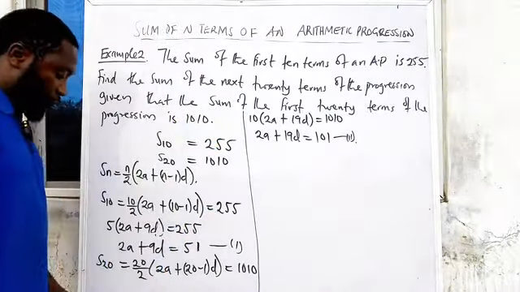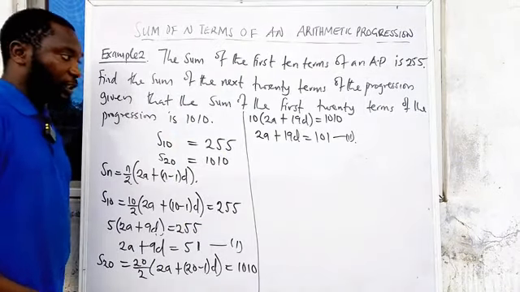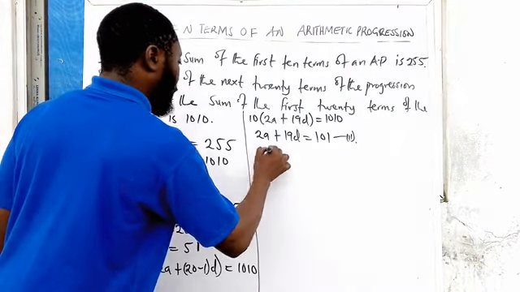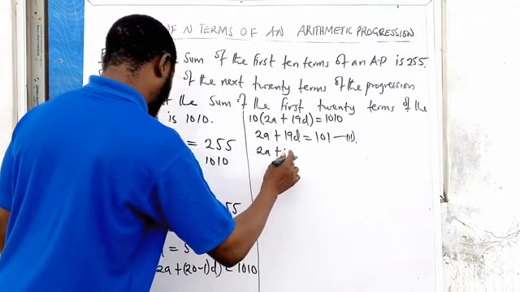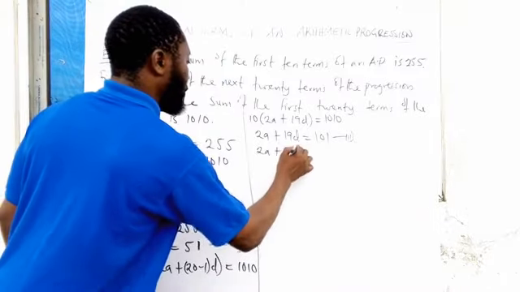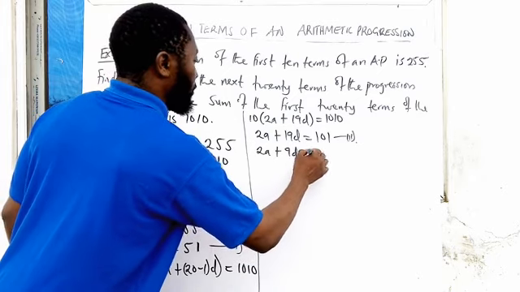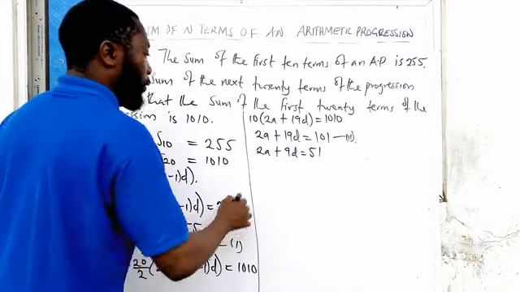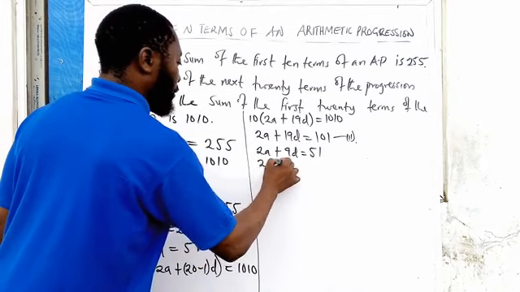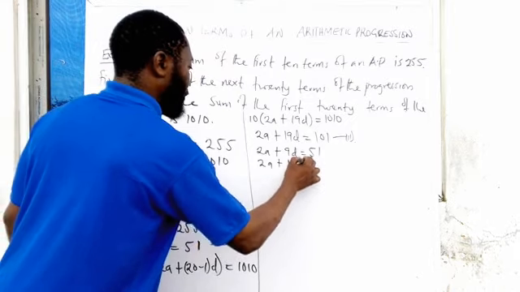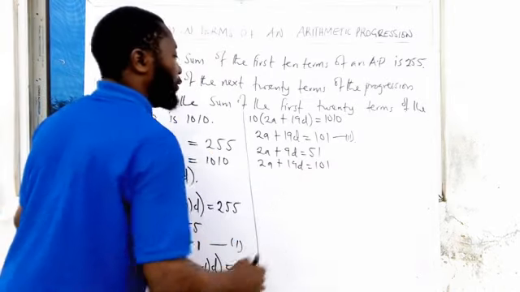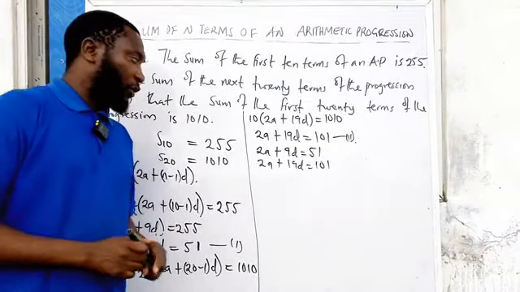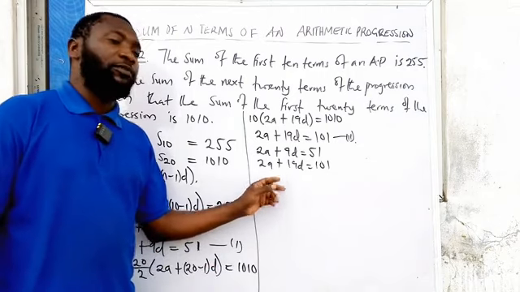Now let's solve these two equations, equation 1 and equation 2. Let's take them together. So we have equation 1 as 2a plus 9d equals 151. We have the second equation as 2a again plus 19d equals 101. Now we can solve these two equations simultaneously by using an elimination method.